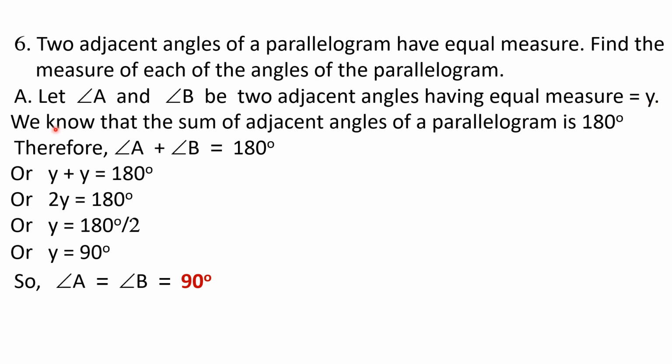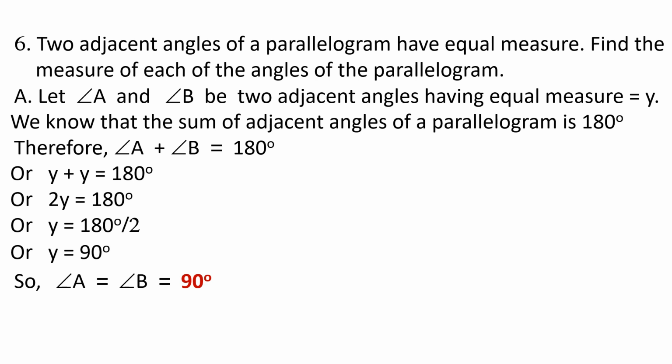And this property we are going to use for the parallelograms to solve this sum. We know that the sum of adjacent angles of a parallelogram is 180 degrees. Therefore, angle A plus angle B is equal to 180 degrees. Now, angle A and angle B we have assumed to be of measure y. So, y plus y is equal to 180 degrees, or 2y is equal to 180 degrees, or y is equal to 180 by 2, which is 90 degrees. So y is equal to A as well as equal to B. So angle A is equal to angle B is equal to 90 degrees.